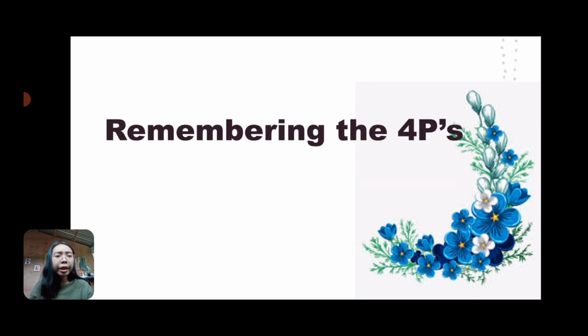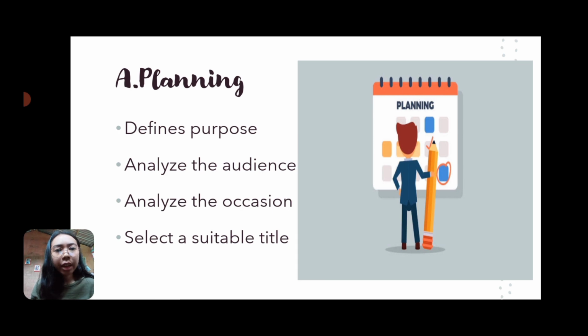So remembering the 4Ps. The first is planning. Define purposes, analyze the audience, analyze the occasion, and select a suitable title. You should consider what is important about your topic. What are the important events or focus of your presentation? And to whom are you presenting? What does your audience expect to gain from listening to you? So you should also plan it.